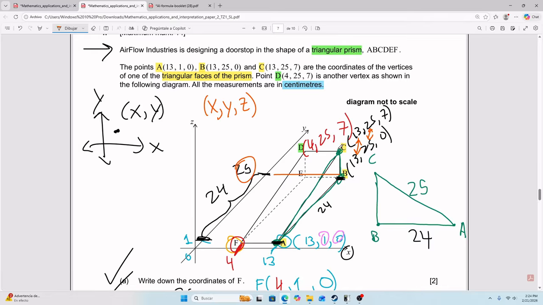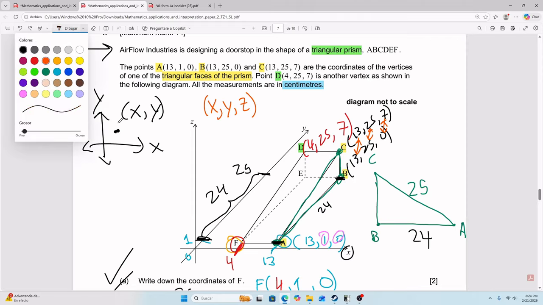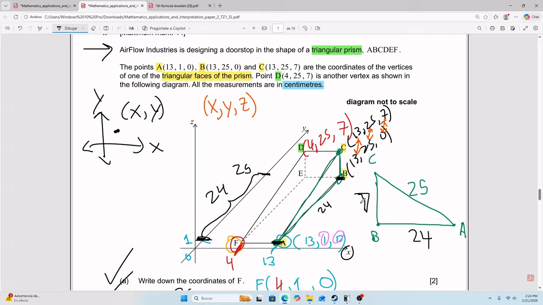¿Cierto? They both have the same y value for B and C, but they don't share the 7 and the 0, so that means that from here to here, here you have 0, here you have 7. Well, the difference is obviously going to be 7. So that is how we filled in our triangle of ABC.